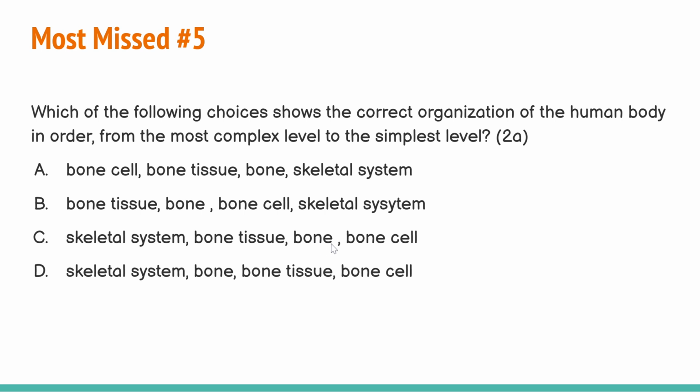Well, here the bone is an organ, so organ should have come after the system because it is the most complex to the simplest level. So the right answer is D, the skeletal system, the bone is an organ, bone tissue, and then the bone cell.